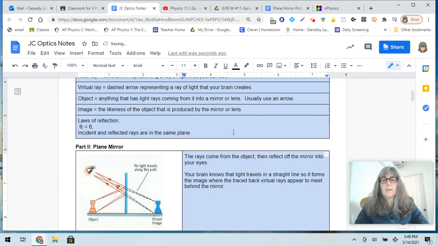So notice I used a couple of words here. Virtual rays. So virtual rays are dashed lines. So notice that these are dashed lines in the picture. That's because they're not really there. Our brains put them there. They're here in our heads, but they're not actually inside the mirror because there can't be anything inside the mirror. So they're virtual. It's a virtual reality.